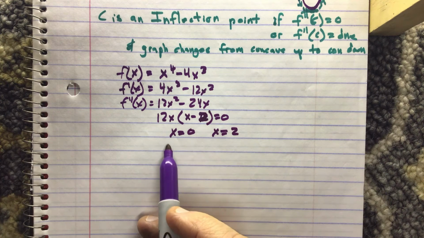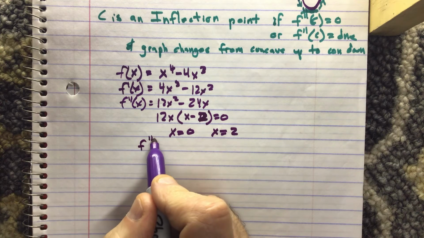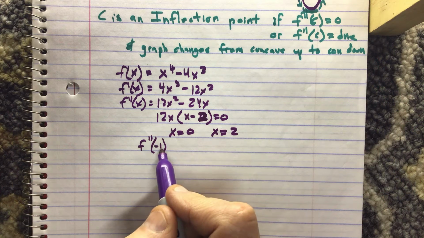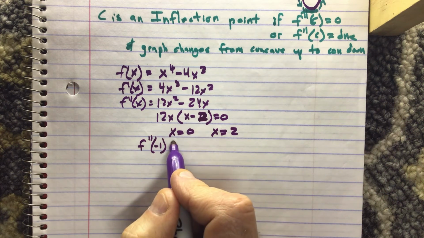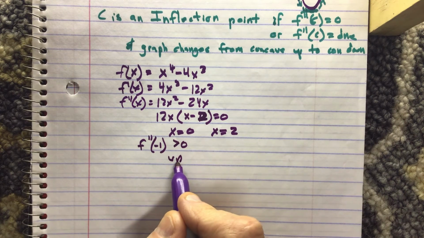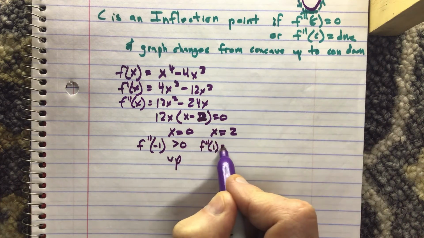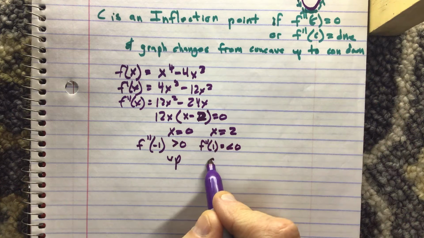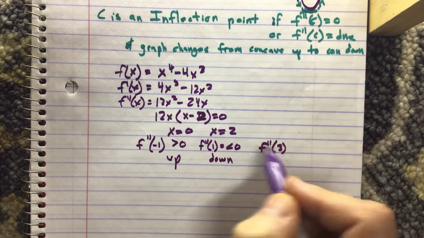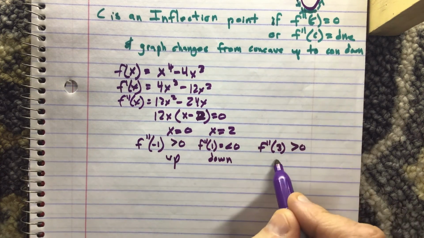I'll test a point just before that, so I'll try f double prime of -1. I want to see what the second derivative is. When I plug in -1 into the second derivative, if you calculate, you'll see that it's greater than 0, or positive, which means it's concave up. If I choose a number between 0 and 2, like f double prime of 1, I see that it's less than 0, so it's concave down. And then I choose a number after. You can plug these numbers into the second derivative and you'll see it is greater than 0, so it's concave up.